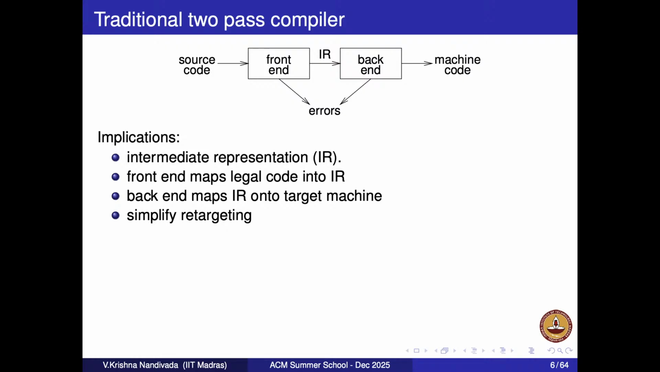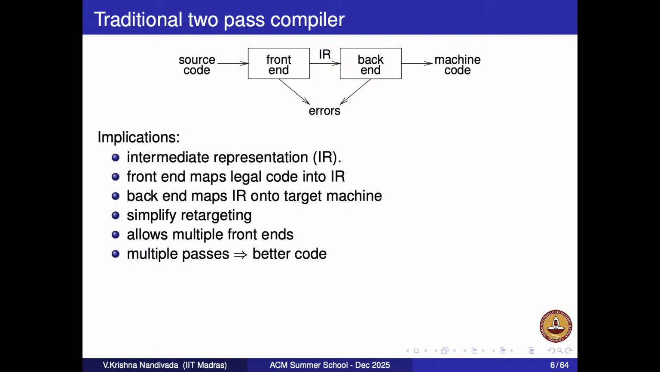Yeah. Any other points so far? Okay. So, we work in this setup where the IR helps us separate the front end and back end, and multiple different language front ends can map to the same IR, and from one IR, right, you can write different backends for different architectures, right? Typically, we have multiple passes.